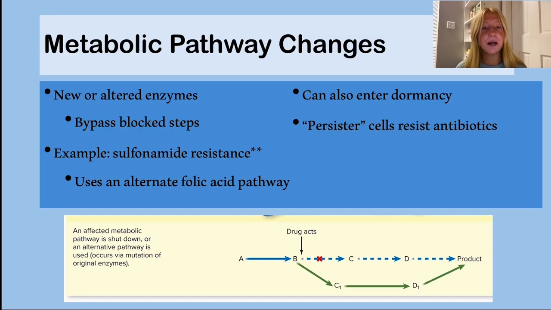So now I'm going to talk about the metabolic pathway changes. So when antibiotics target metabolism, bacteria sometimes just reroute the whole pathway. So a good example of this is sulfa drugs. They block folic acid synthesis, but resistant bacteria create a detour using new enzymes. So then there are others that can slow their metabolism or go completely dormant, and these will form persister cells that can survive the antibiotic treatment. And this is especially common in biofilms like those found in the lungs of somebody that has cystic fibrosis.